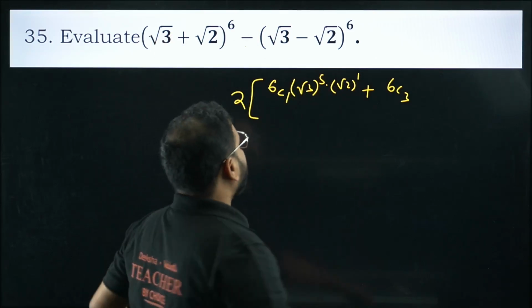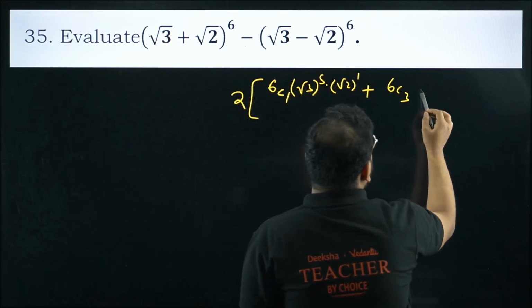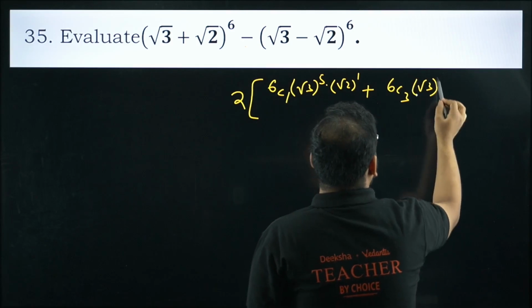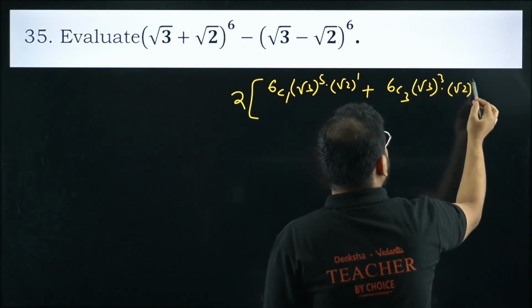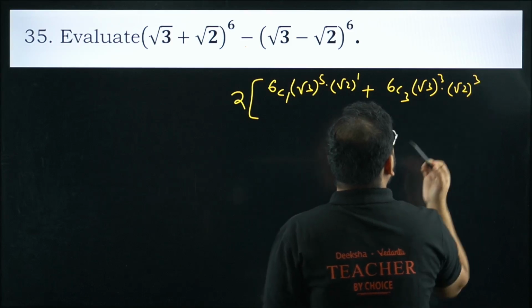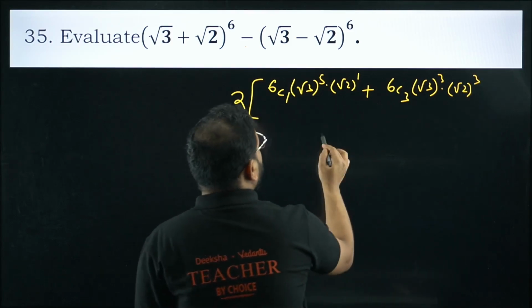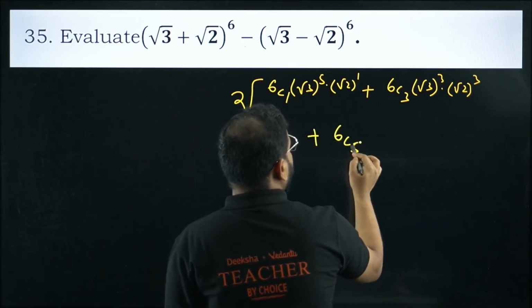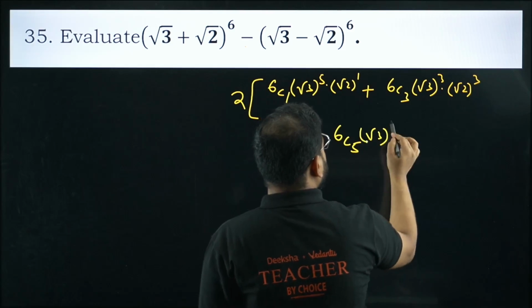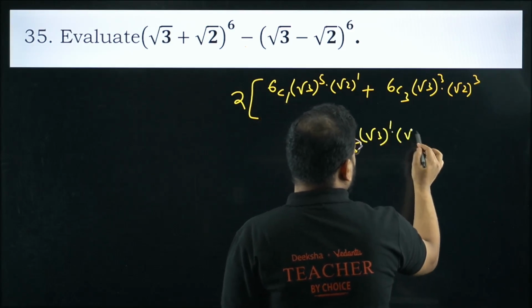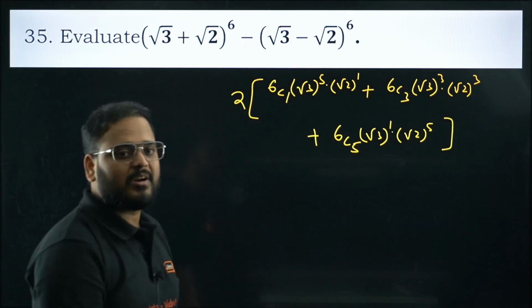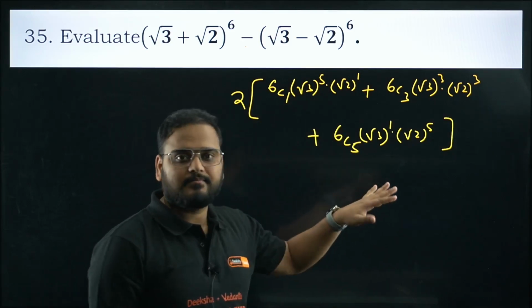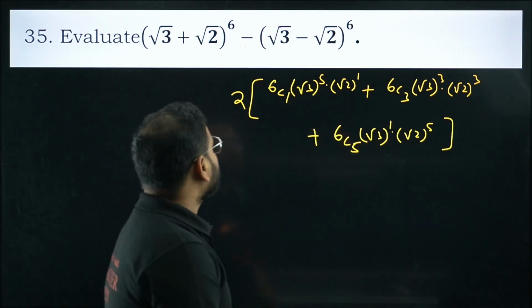Agreed? Okay. 6c3 will have over here root 3 power 3, and root 2 power again 3 only. So odd, so again will have 6c5, root 3 power 1 this time, and root 2 power 5. Will we have more terms? No, sir. These are the only 3 terms. 3 odd, 3 even. That's why we have taken the 3 parts. Okay, let's solve this part.